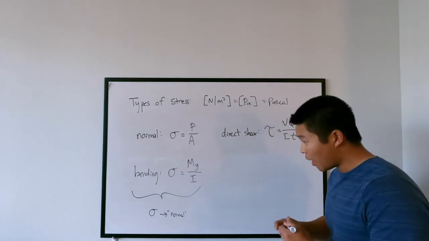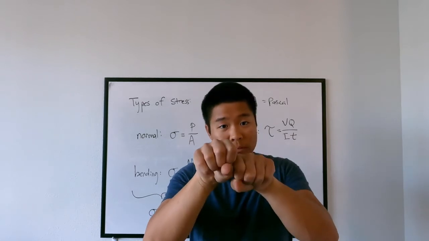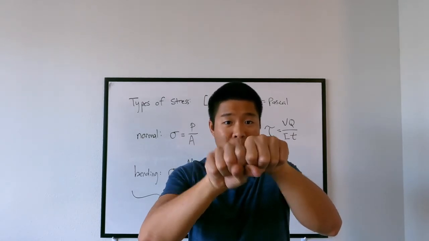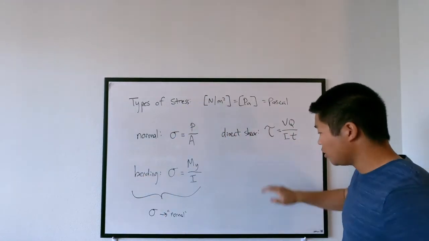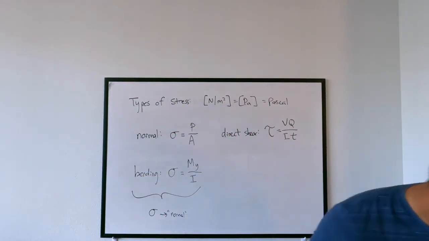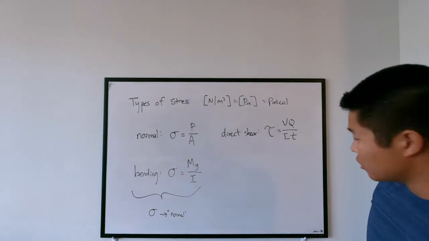So direct shear, how can we show direct shear with our hands? Well, it is like this, as you expect, right? So if you want to shear something, it'll just be boom, right? That is shear, okay? So that is direct shear. And the last one that we are going to cover is torsional shear.